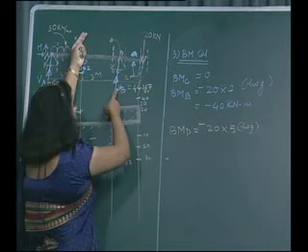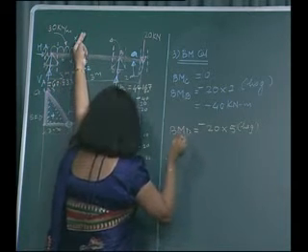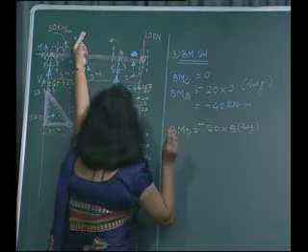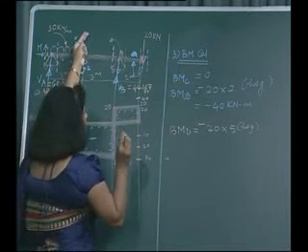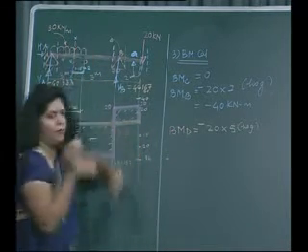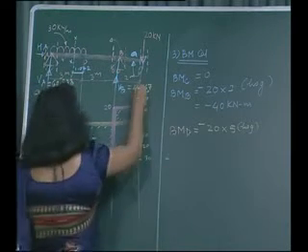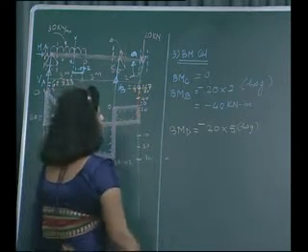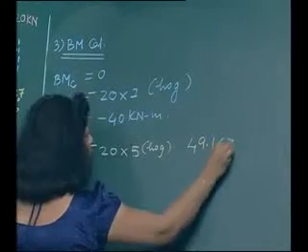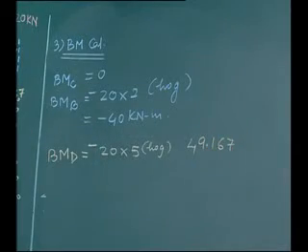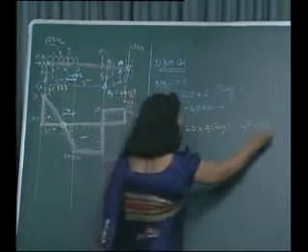Then second is VB, right? What is the value of VB? It is 49.167, right? So 49.167, and what is the distance up to point D? 3 meters. So multiply with 3.